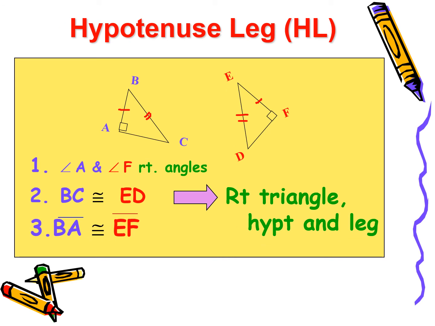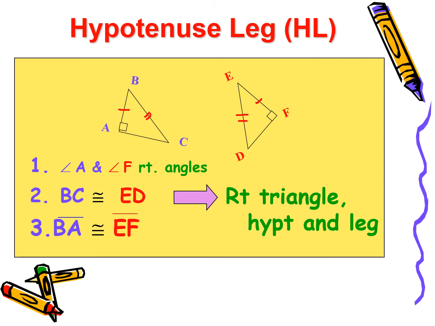Hypotenuse leg seems like it's only going to have two things where all the other ones had three, but it really does have three. Because what's going to have a hypotenuse? To have a hypotenuse, you've got to have a right angle. So the right angle has to be there. So really, it should be called right angle hypotenuse leg. But they didn't. They just called it hypotenuse leg. So we just deal with it.